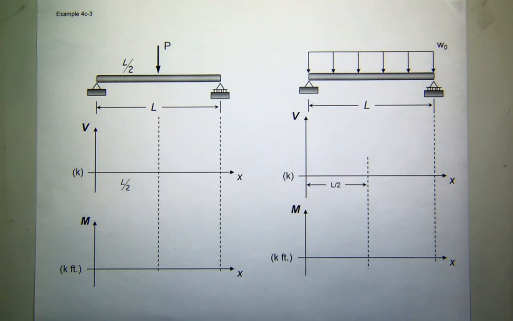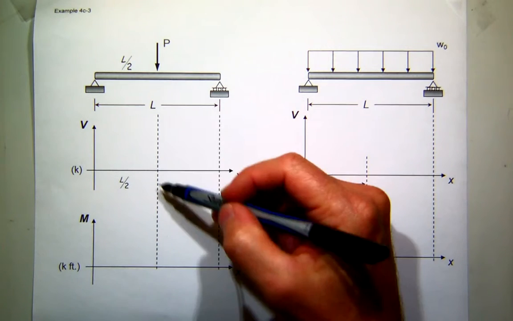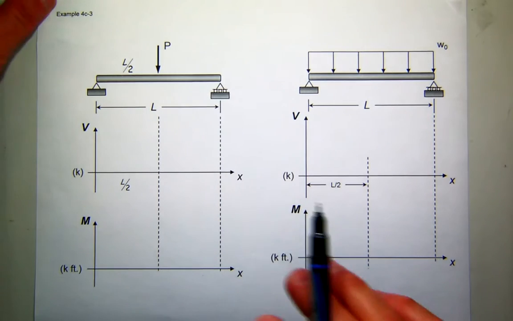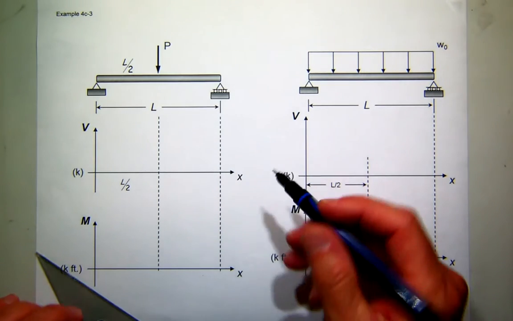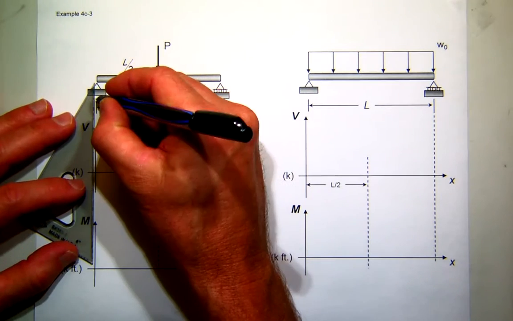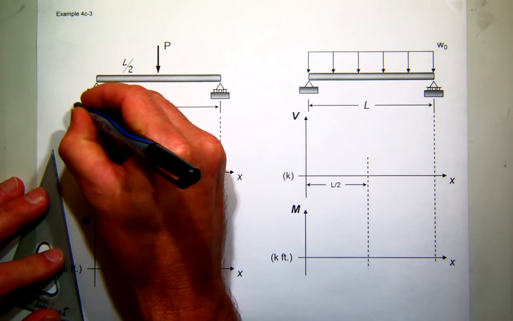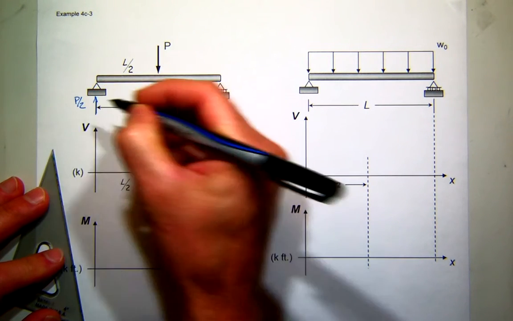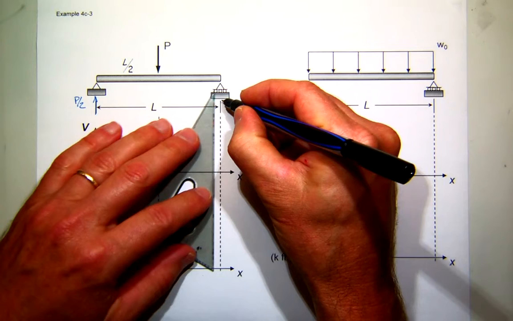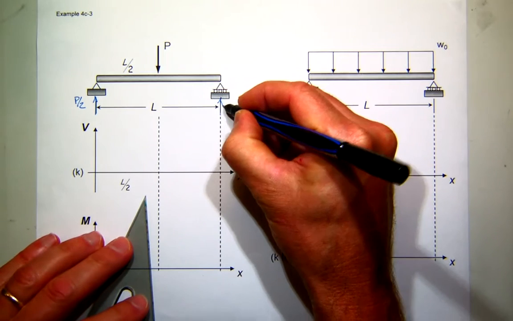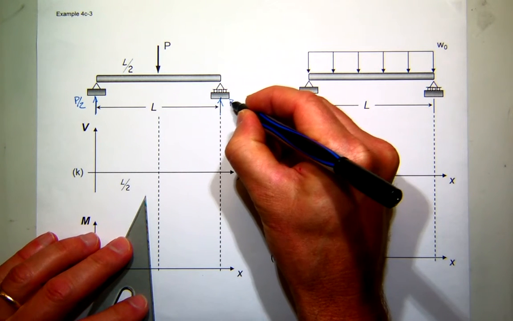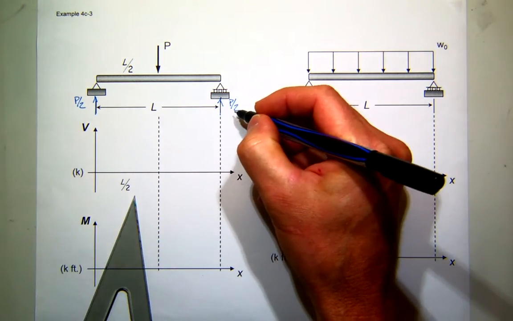All right, so our objective on these problems is to draw the shear force and bending moment diagrams. We'll start with the one here on the left first. Again, I'll save you a little time and tell you that the shear on this side is P over 2, and the shear on this side is minus P over 2, right?